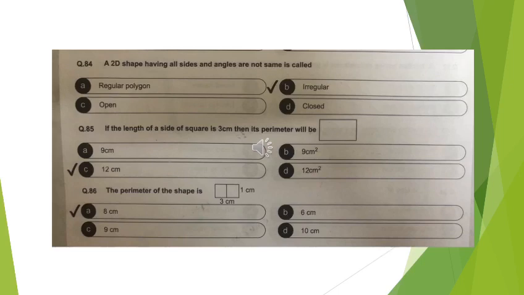Question number 86 is, the perimeter of a shape is dash, and the options are A is 8 centimeter, B is 6 centimeter, option C is 9 centimeter, and option D is 10 centimeter. If you look at the given figure, you can see that it's a rectangle, and you know that opposite sides of a rectangle are always equal. So if one side of the rectangle is 1 centimeter, the other opposite side is also 1 centimeter. Again, if one side is 3 centimeter, which is given in the picture, then the opposite side is also 3 centimeters. So when we add all sides, it's equal to 8 centimeters. So the correct option is A, which is 8 centimeter.